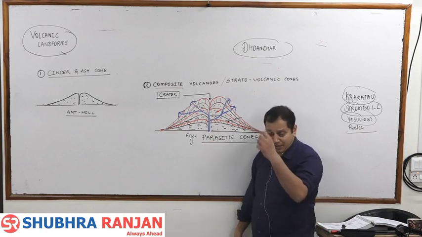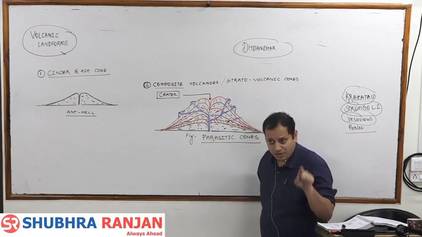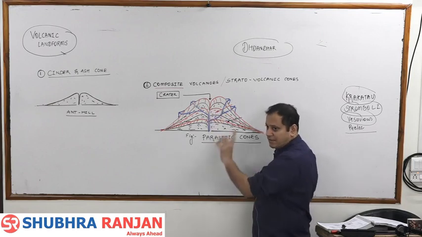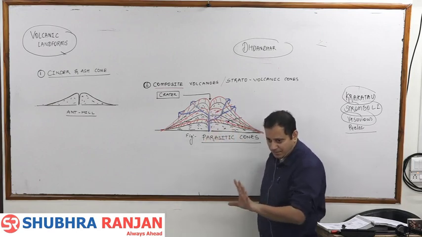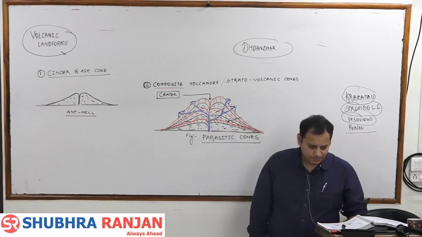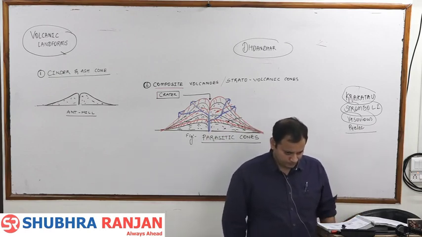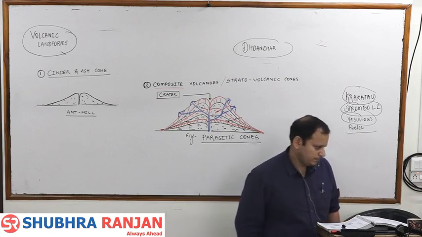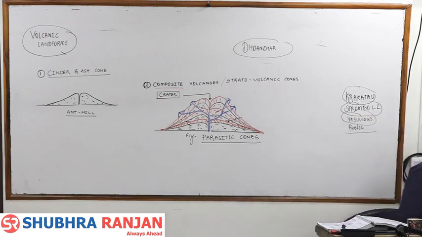So what is a parasitic cone, GS के लिए? That is when the volcanic eruption occurs from the sides instead of the central vent, you will call it a parasitic cone. Example इसका Mount Shasta, Mount Krakatoa. Anak Krakatoa is a parasitic cone.